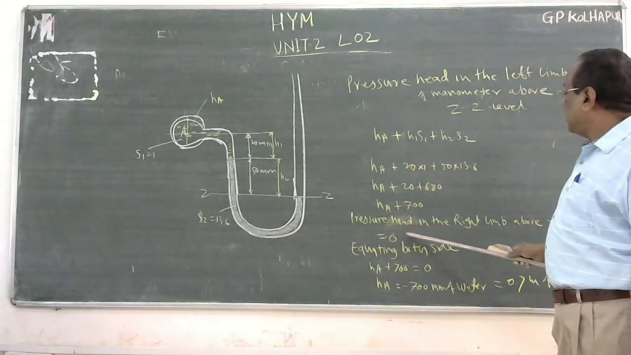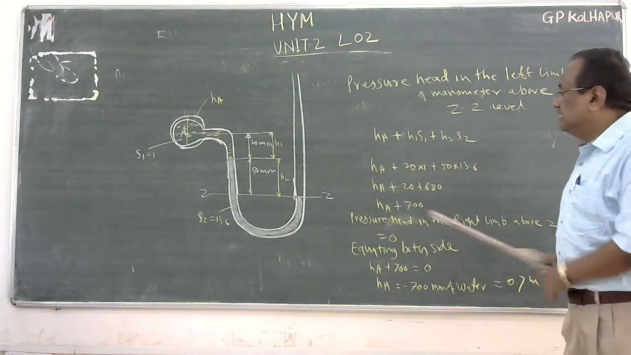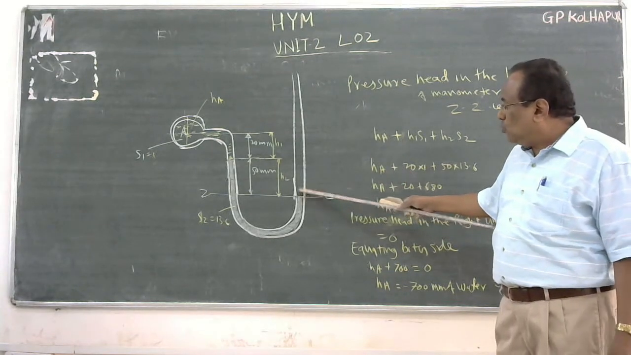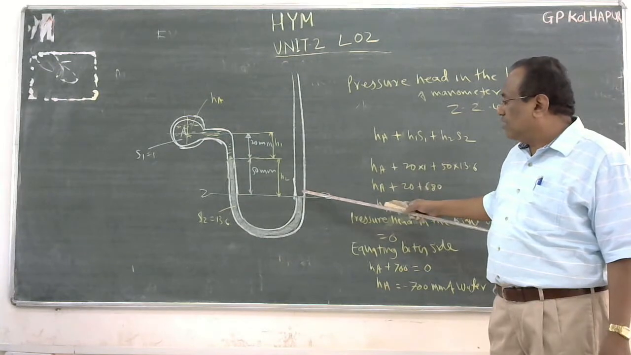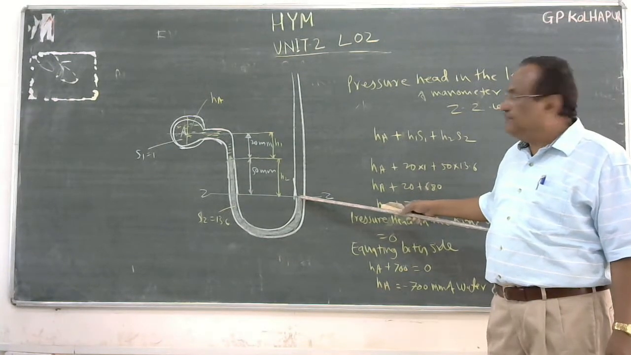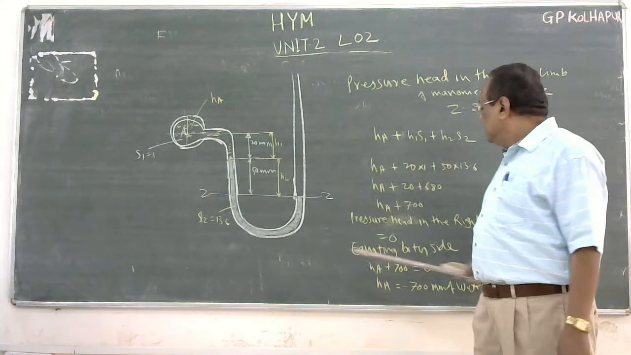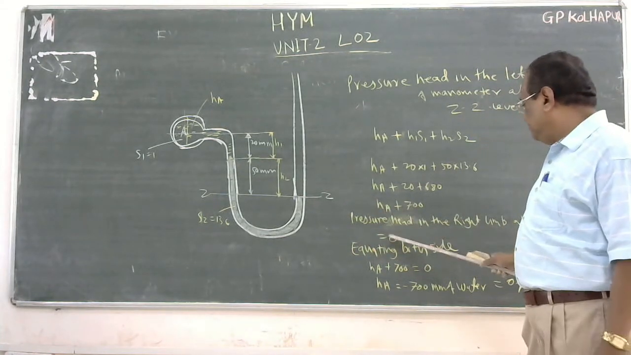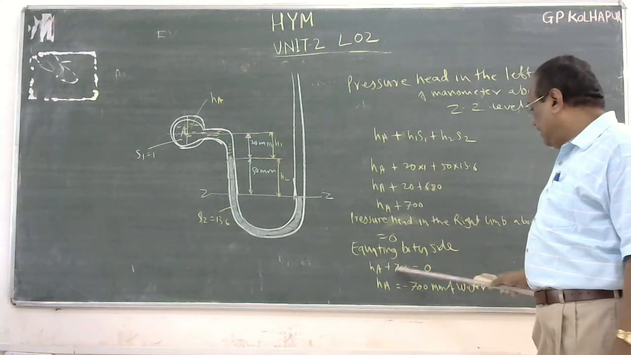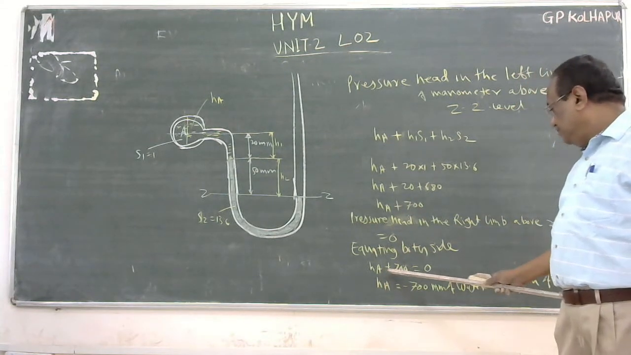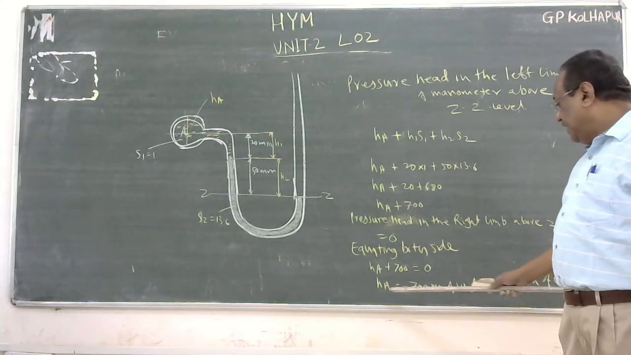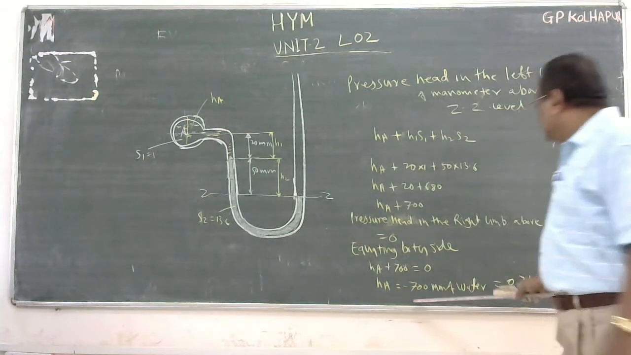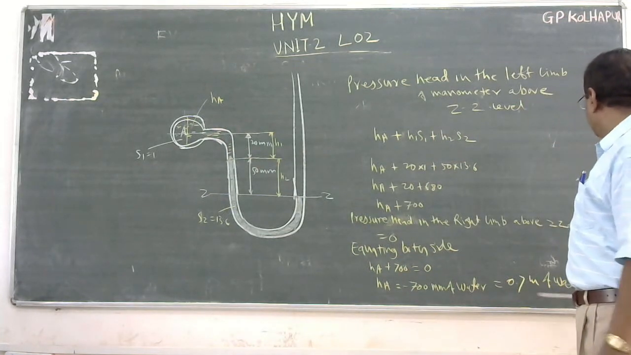Now let us see the pressure head in the right limb above ZZ level, as we are going to equate it. But you will see that there is no column of mercury or any other thing above ZZ level in this tube. So we can say that the pressure here is 0. So equating these two equations, HA plus 700 is equal to 0. So 700 will come on this side. HA, that is the pressure head of water in this pipe, is minus 700 mm of water, that is 0.7 m of water.